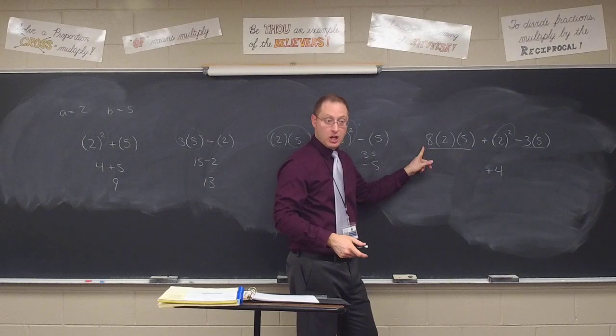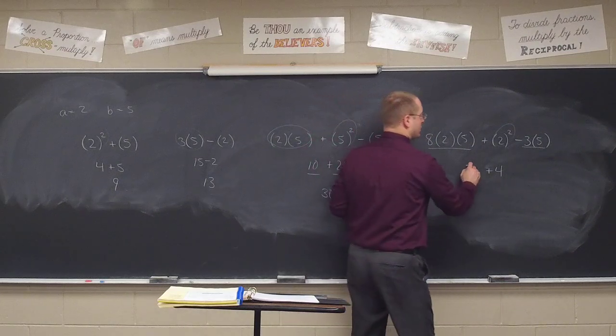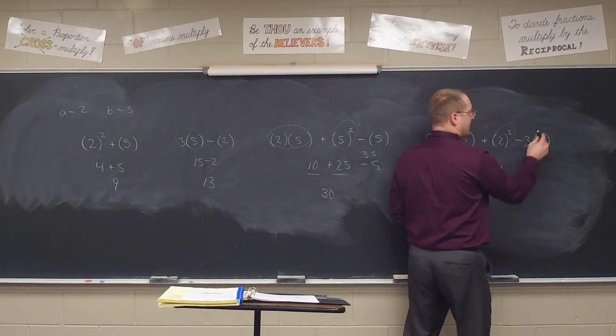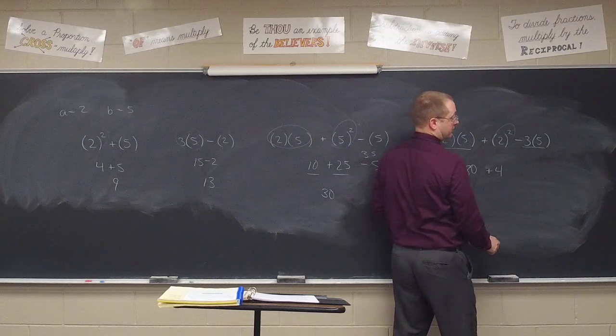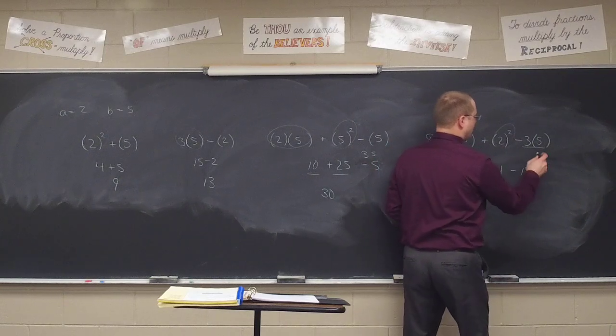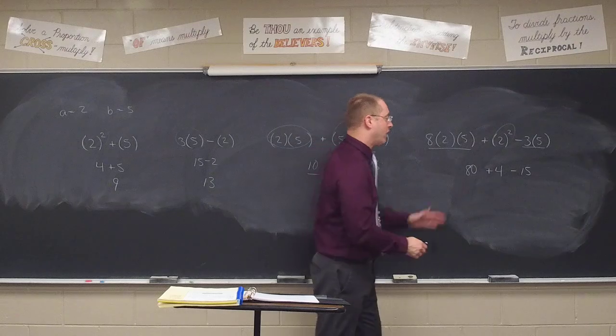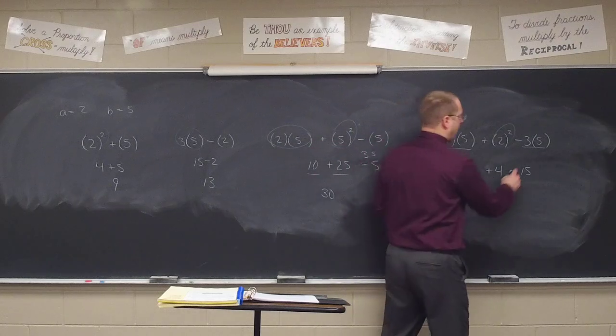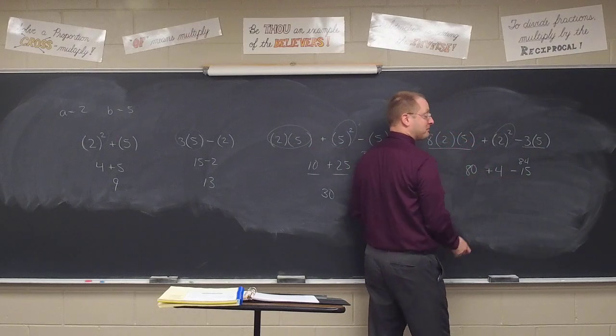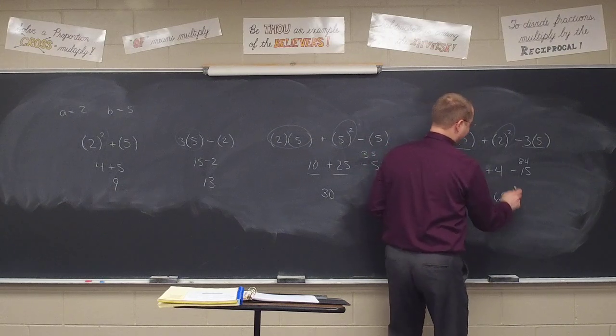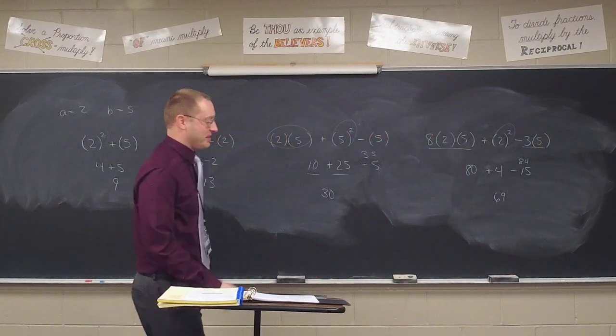10 times 8. 80. Use the commutative property to make the multiplication easier. And then right here, negative 3 times 5. 15. Negative. Negative 15. Or you could think of it as minus 15. That's fine as well. 80 positive 4. 84. And then negative 15, anyone? 69. Should be 69, our answer there.